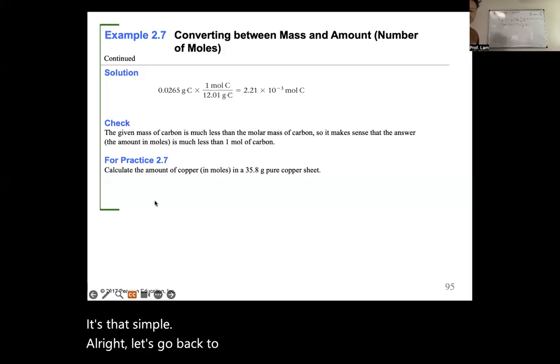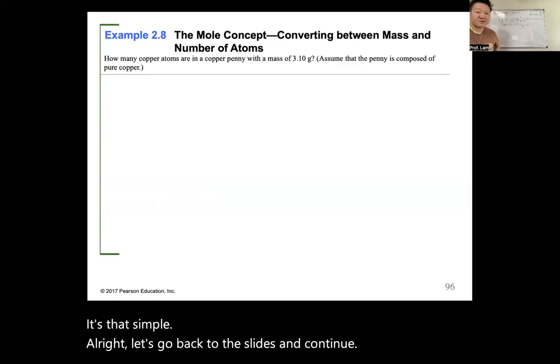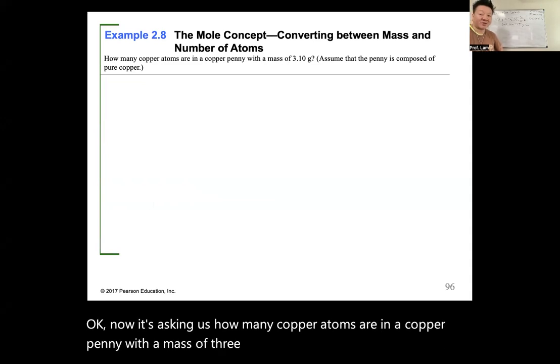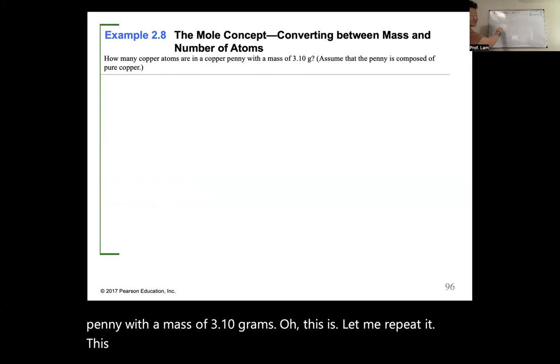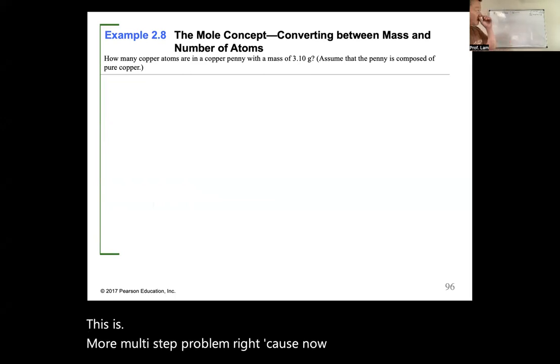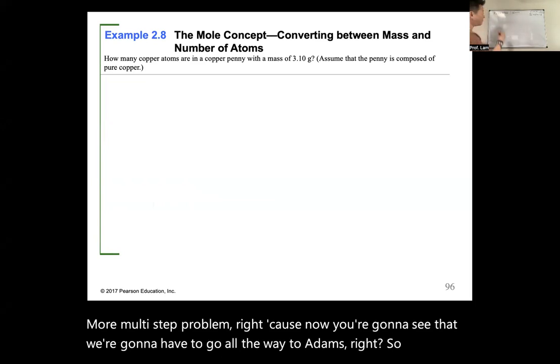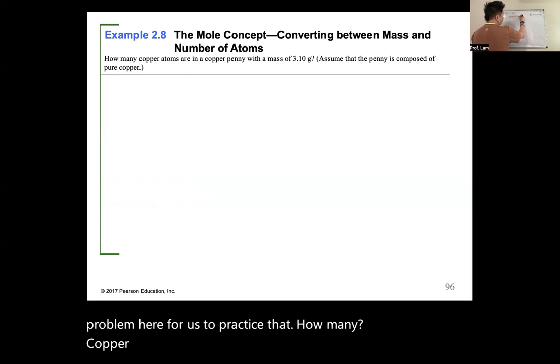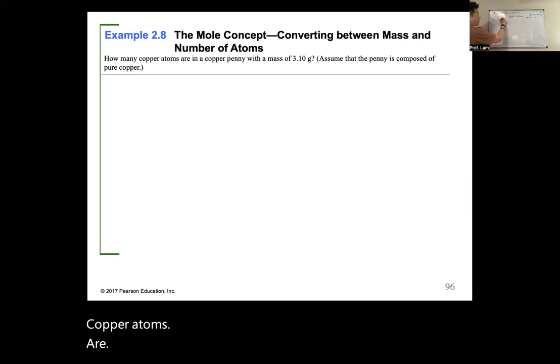All right, let's go back to the slides and continue. Now it's asking us, how many copper atoms are in a copper penny with a mass of 3.10 grams? Let me rewrite it. This is a more multi-step problem, because now you're going to see that we have to go all the way to atoms. So it's a really nice problem for us to practice that. How many copper atoms are in a copper penny with a mass of 3.10 grams?